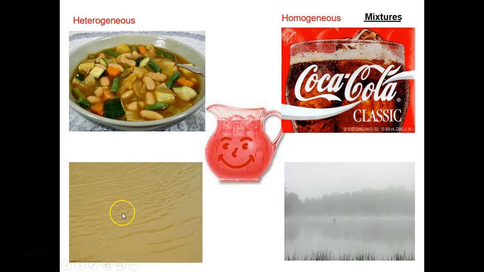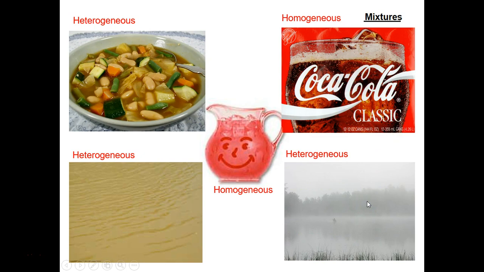Now here's an example, muddy water. I kind of talked about that in the last slide. If you put sand in water or dirt in water, eventually it will settle out over time, and you can separate muddy water by filtering out the sand, so we call that a heterogeneous mixture. Kool-Aid is a homogeneous mixture for the same reasons that Coca-Cola is a homogeneous mixture.